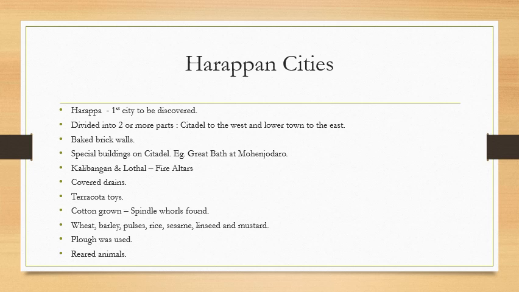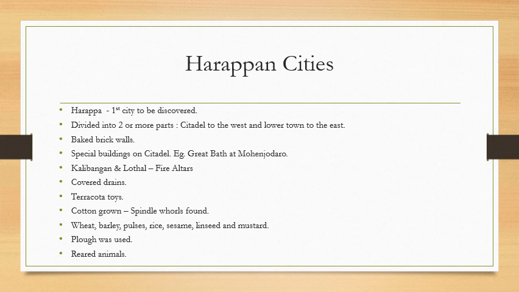Talking about Harappan cities now. Harappa was the first city to be discovered. Hence, all other sites from where similar buildings and other things were found were described as Harappan. There were various special features of these Harappan cities. First is many of them were divided into two or more parts. To the west was a smaller but higher part called the citadel, and to the east was a larger but lower part called the lower town. Walls of baked brick were built around each part.